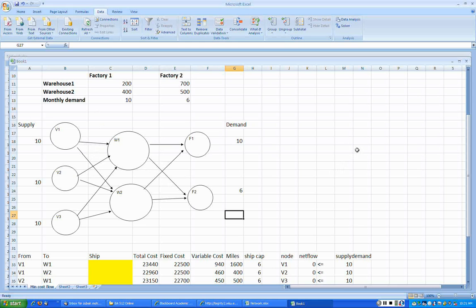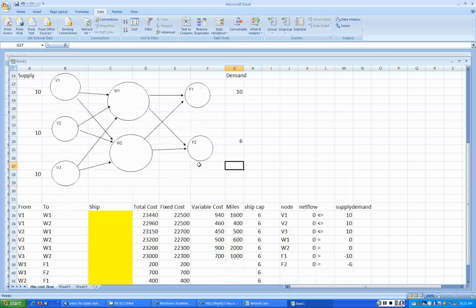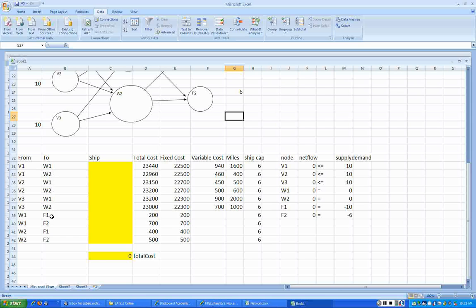The next step is to capture these flows. We have the arcs going from, to. Let's call V1, V2, V3 the three vendors, W1, W2 the warehouses, and F1 and F2 the factories. V1 to W1, V1 to W2, V2 to W1, V2 to W2, and likewise I have this over here.